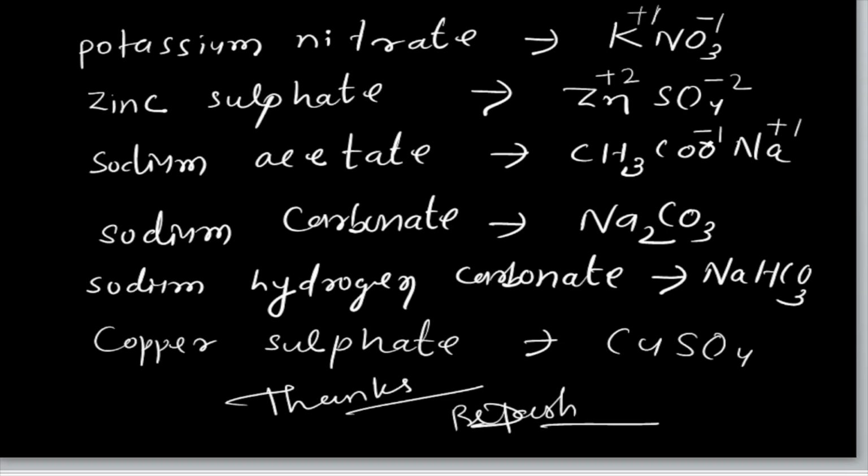is CH3COONa. Sodium carbonate, Na2CO3. Why? Because Na is plus 1 and carbonate is minus 2, so the 2 will come here and 1 here. Sodium hydrogen carbonate, NaHCO3, Na plus 1 and carbonate minus 1. CuSO4, this is plus 2, this is minus 2, both cancel each other. So this is the formula of the compounds you are using.